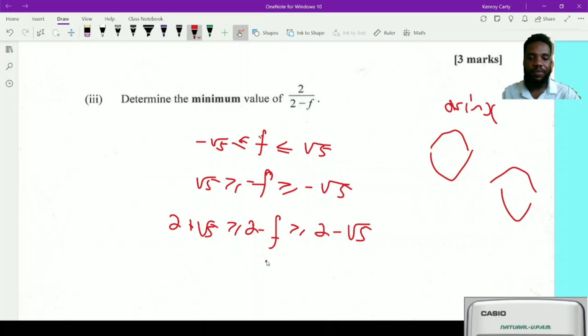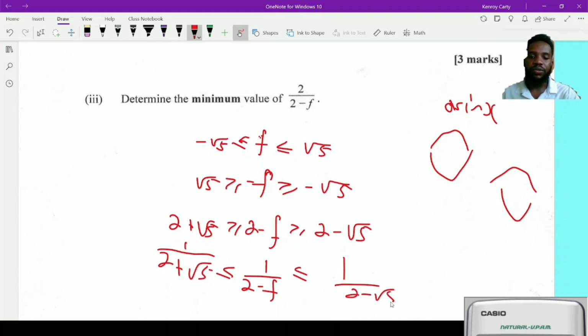So the signs are going to change. I'm going to have 1 over 2 minus f. The sign turns around, 2 plus root 5, but is less than or equal to 1 over, my bad, 1 over 2 minus root 5. Let's take this down. √5, sorry.